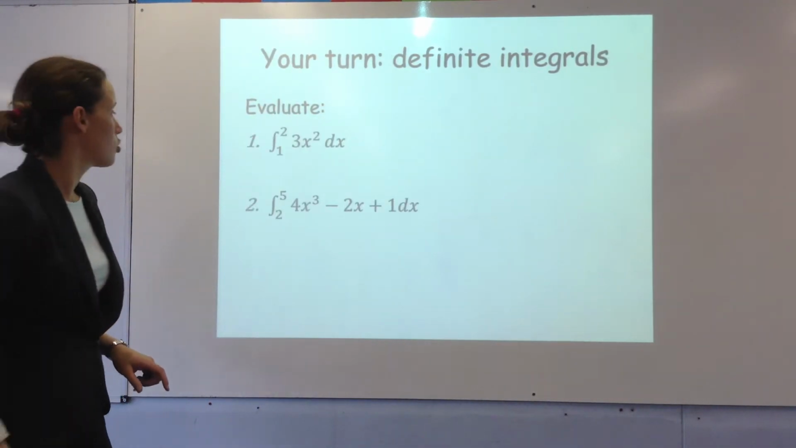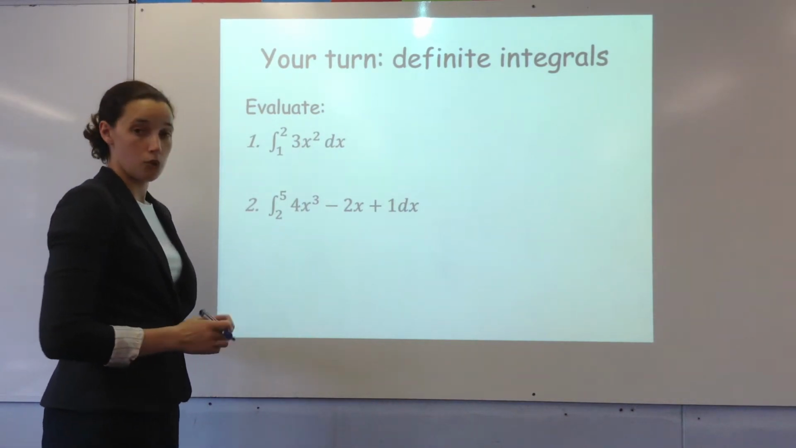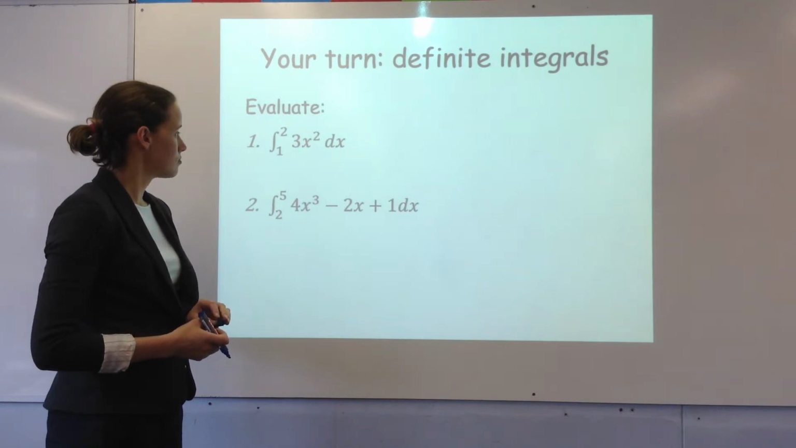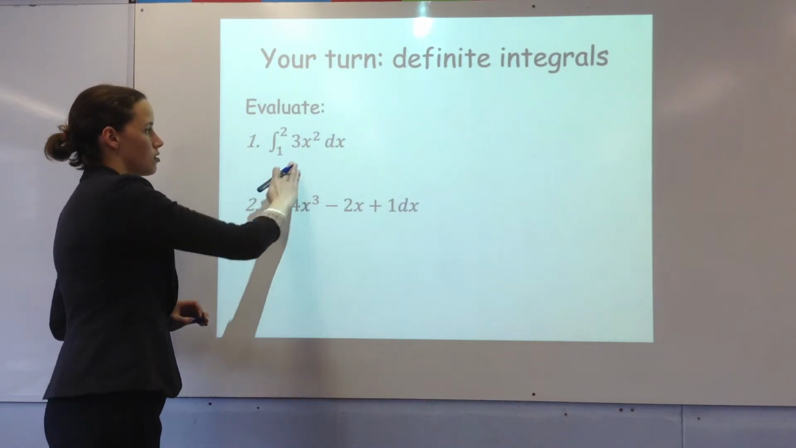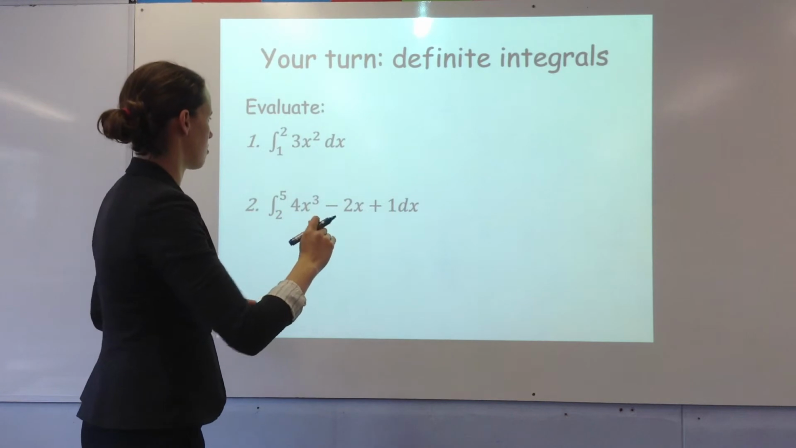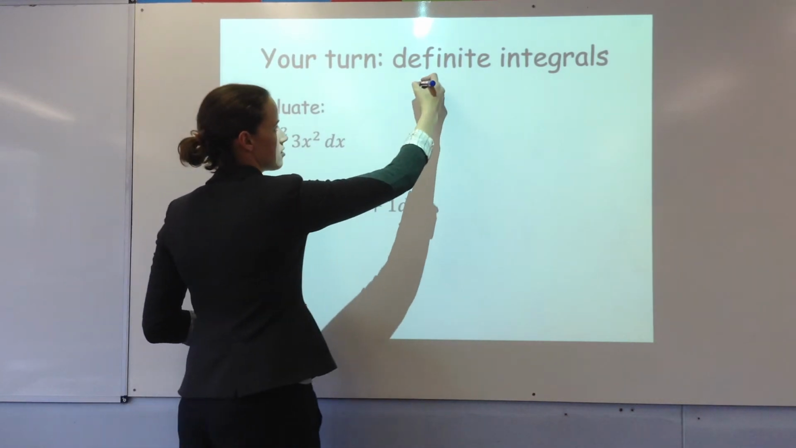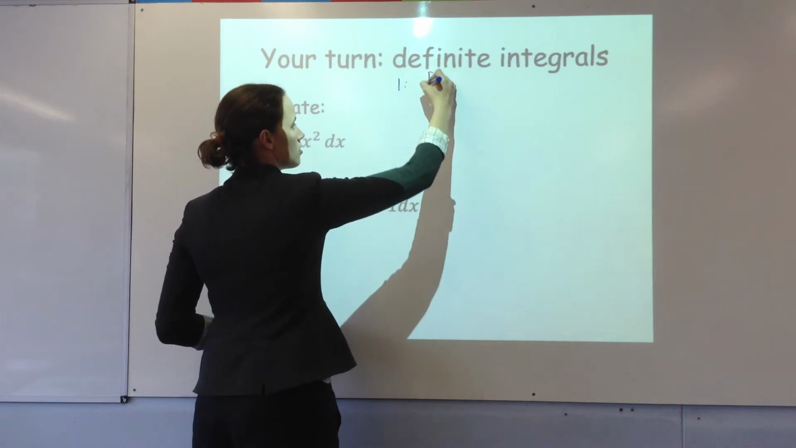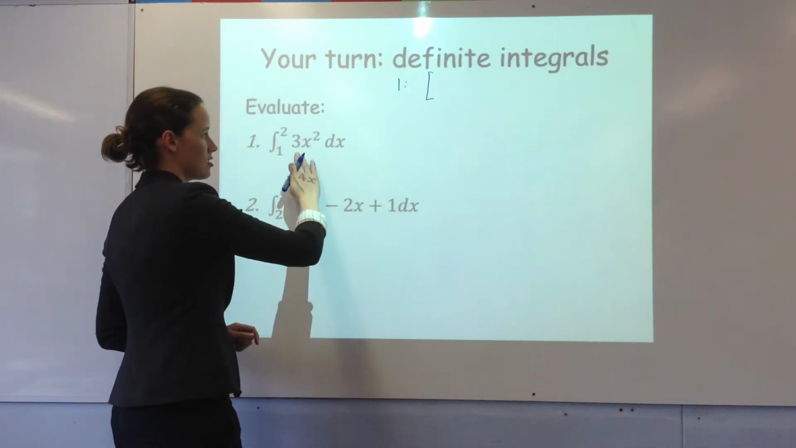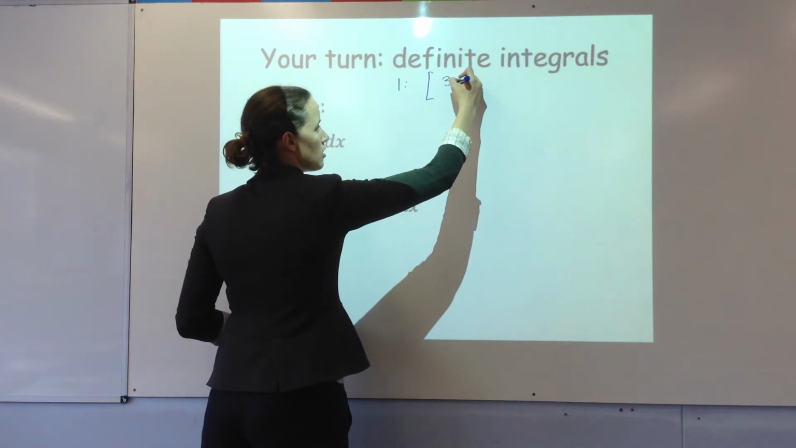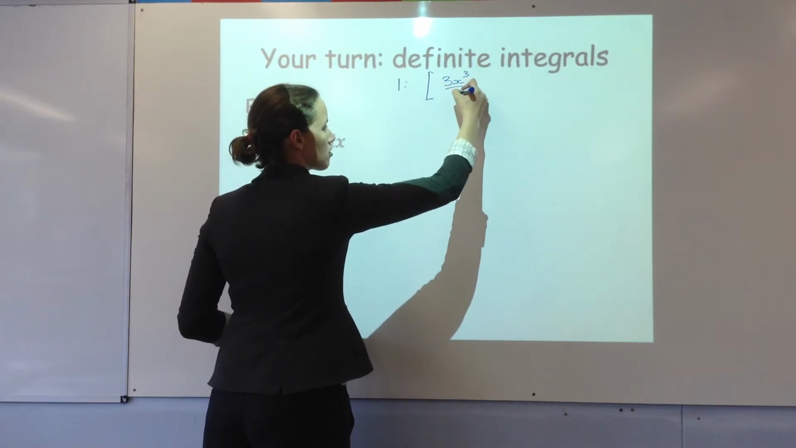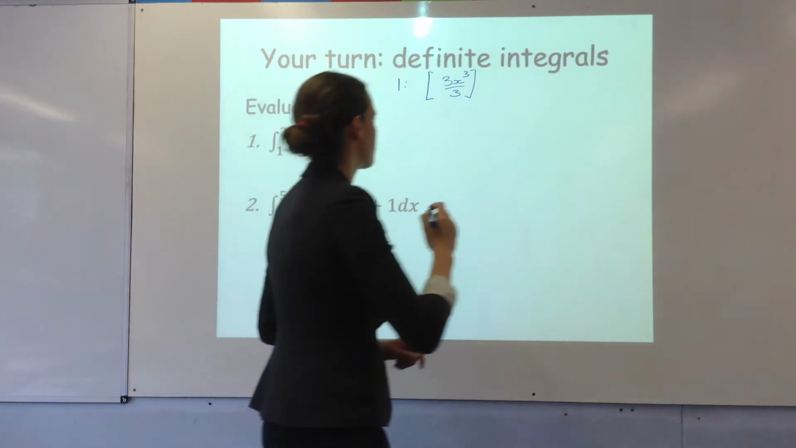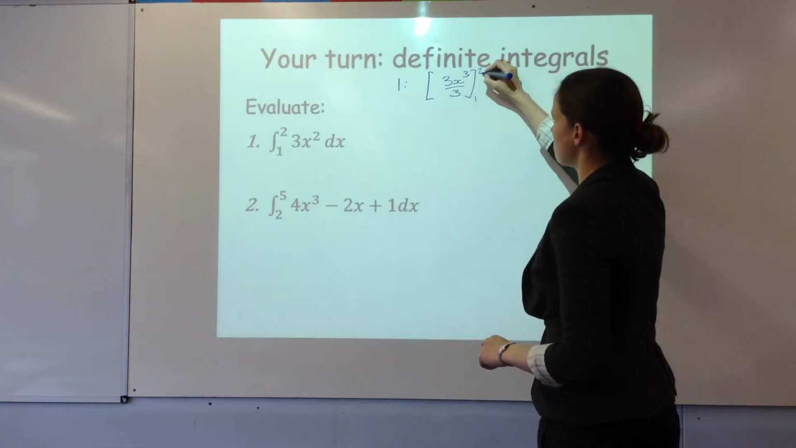Okay, your turn. Pause it, and I'll go through them. Okay, this one here, might move over to the side of the board in a moment. When I integrate it then, question 1, when I integrate that, I'm going to get our square brackets. I'm going to have 3x to the power of 3 over 3, and we're going from 1 up to 2.